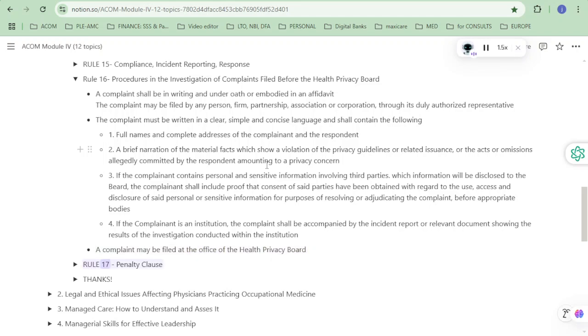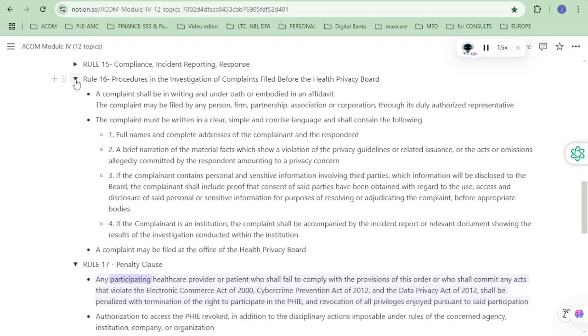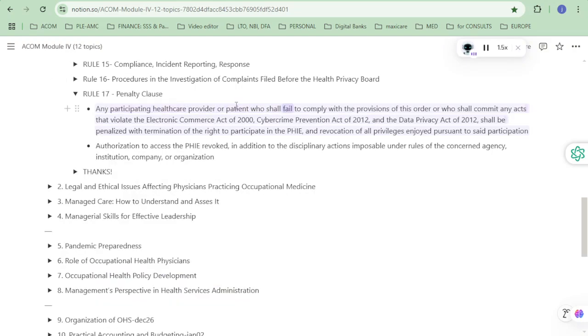Rule 17, Penalty Clause. Any participating healthcare provider or patient who shall fail to comply with the provisions of this order or who shall commit any acts that violate the Electronic Commerce Act of 2000, Cybercrime Prevention Act of 2012, and the Data Privacy Act of 2012, shall be penalized with termination of the right to participate in the PHIE, and revocation of all privileges enjoyed pursuant to said participation. Authorization to access the PHIE revoked, in addition to the disciplinary actions imposable under rules of the concerned agency, institution, company, or organization.